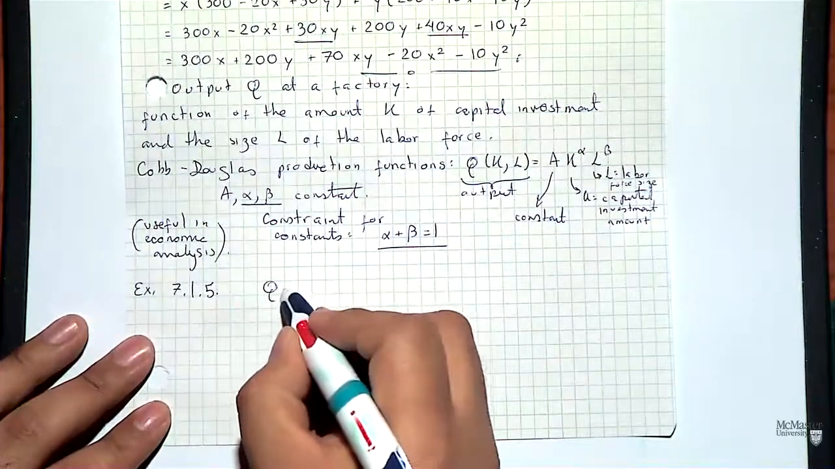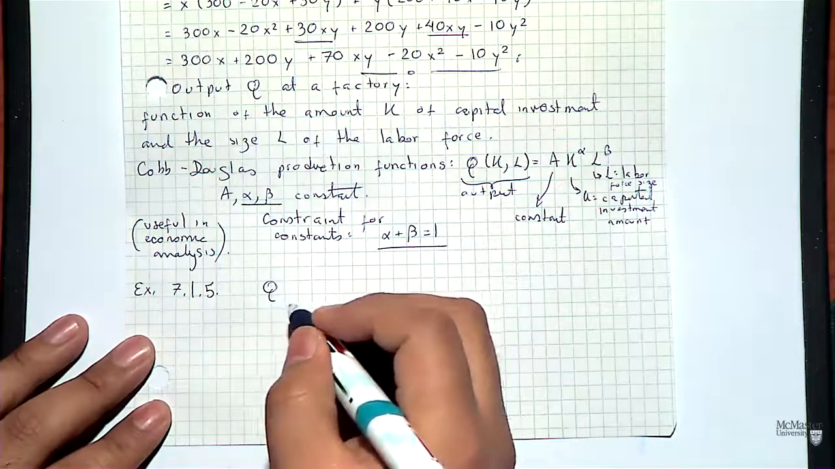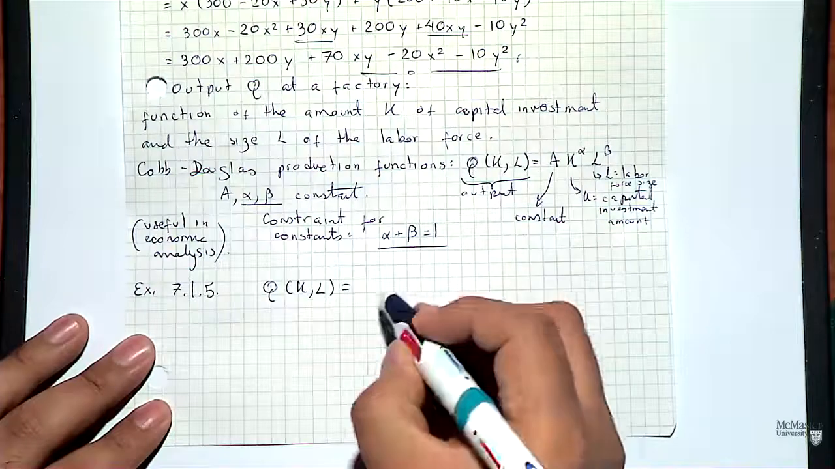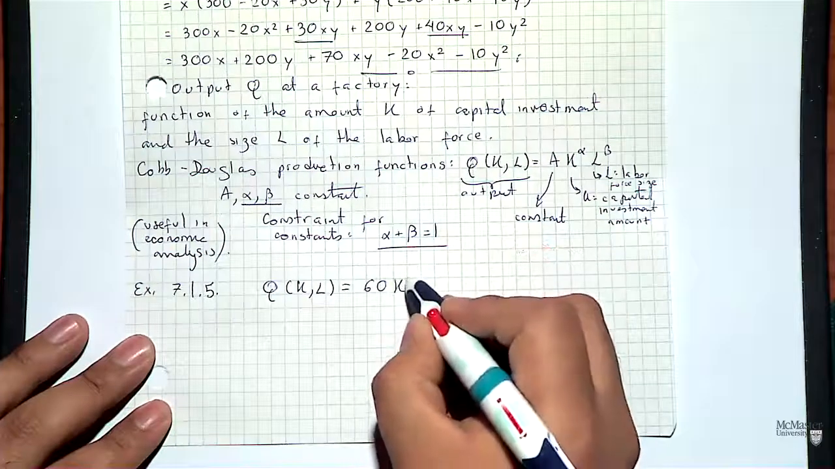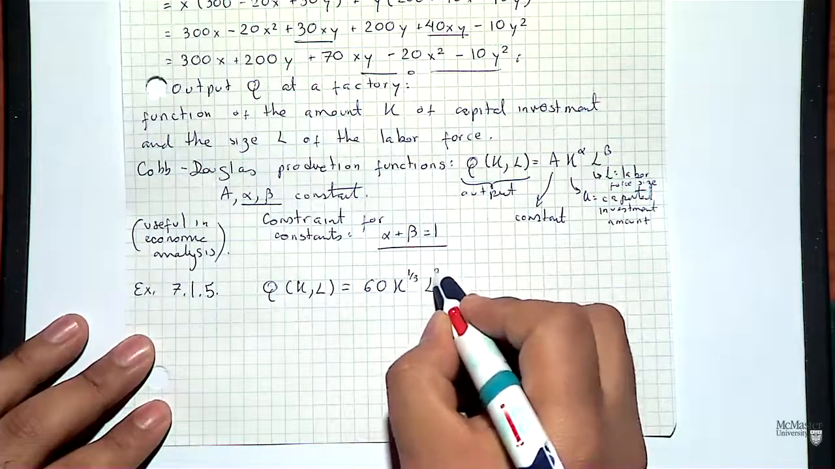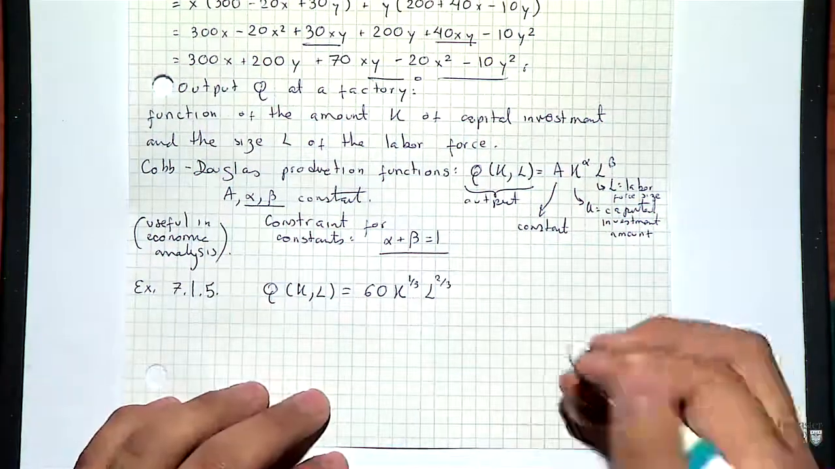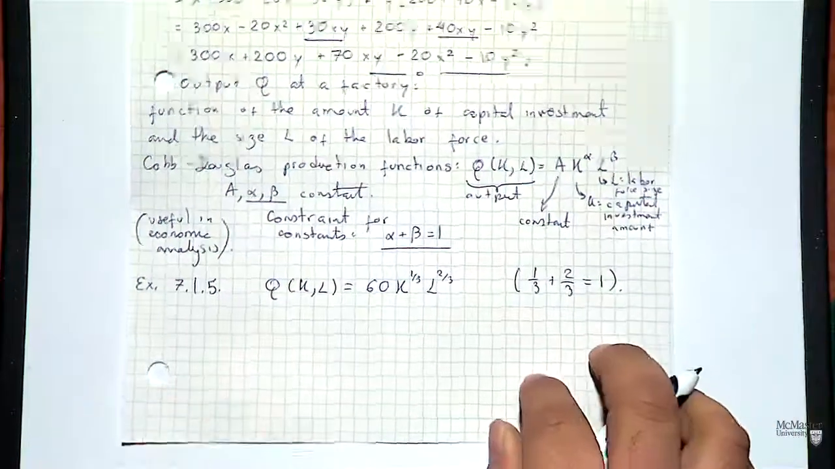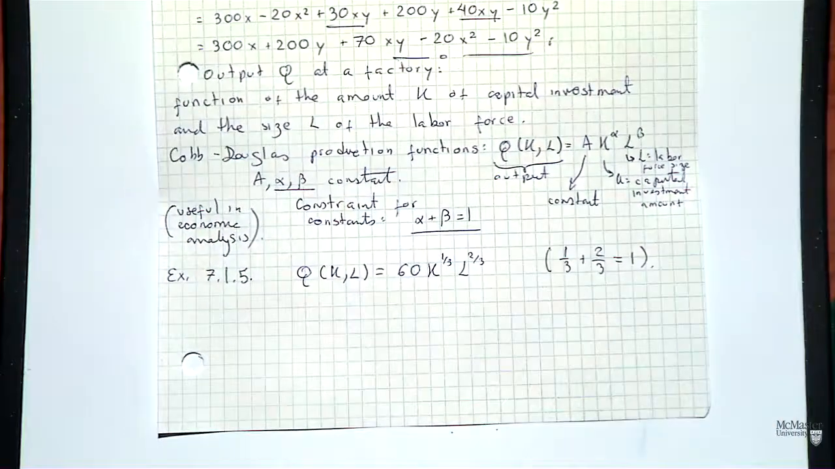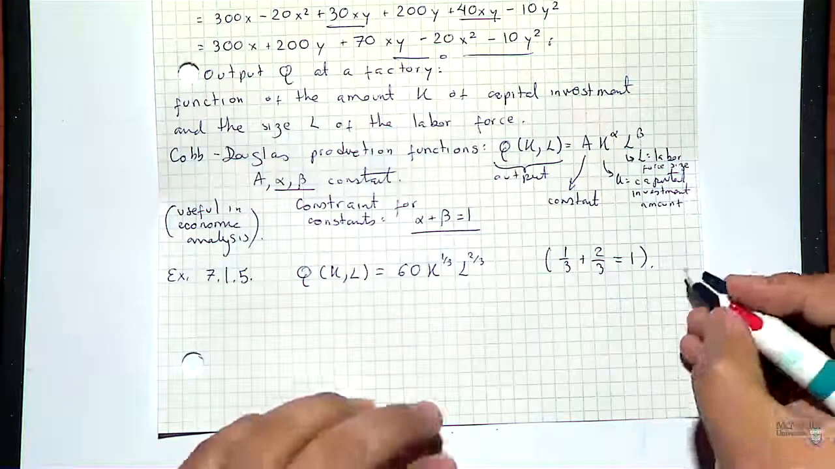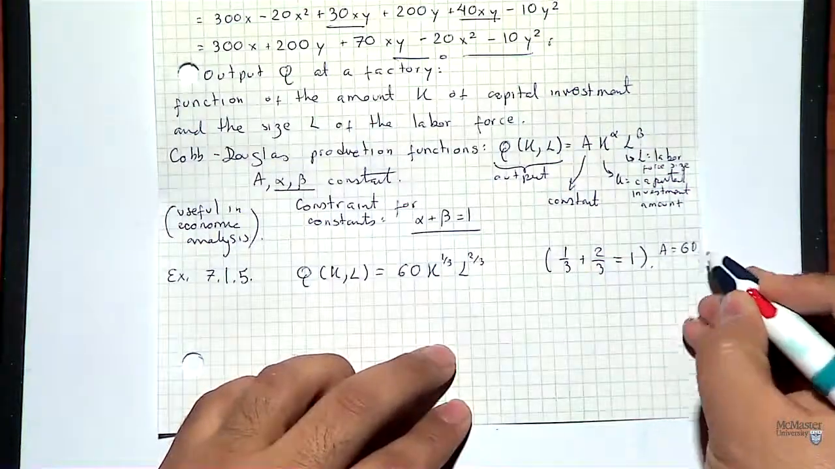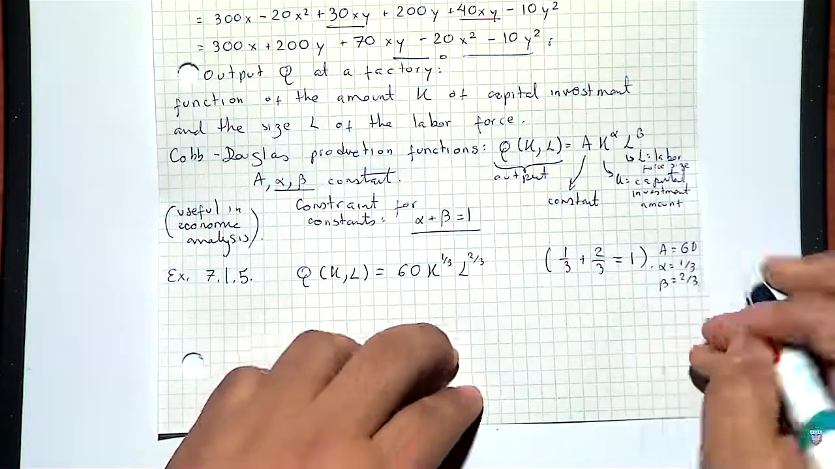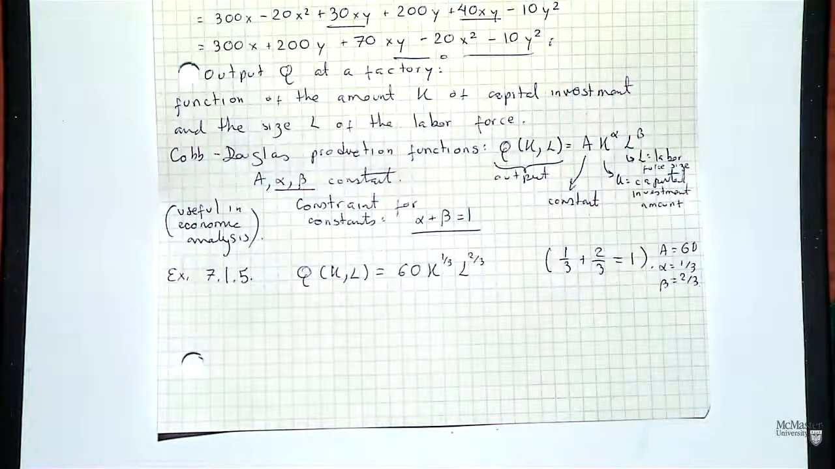So the first one is that we're given actual specific numbers for the constants A, alpha, and beta. So Q of K and L is equal to 60 times K to the 1/3 times L to the 2/3. One thing to notice is that 1/3 plus 2/3 is equal to 1. So we are satisfying our constraint. We just made A equal to 60, alpha equal to 1/3, beta equal to 2/3.